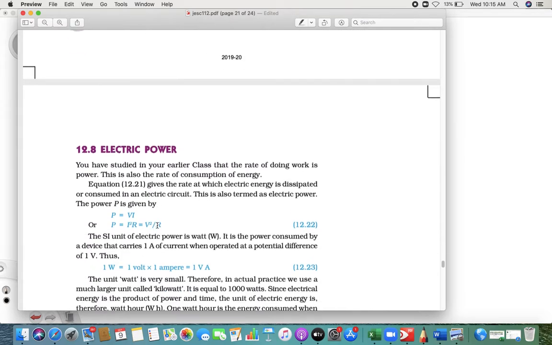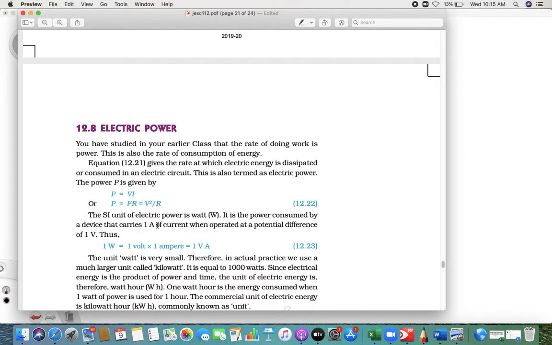Okay, now the last topic: what is power? We keep on using this word, electricity, light, electricity, light. Now electric power is nothing but the energy dissipated or consumed in the electric circuit. We call it power, that is P is equal to VI.